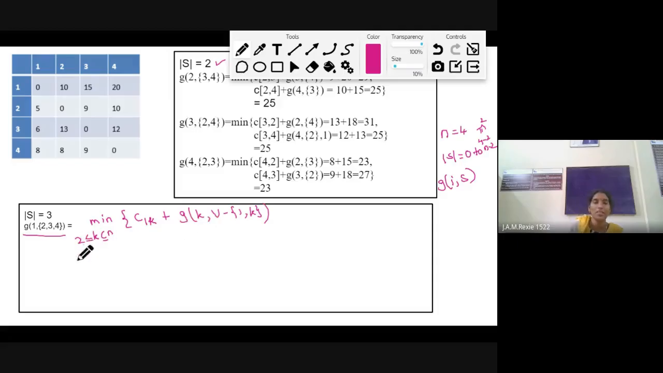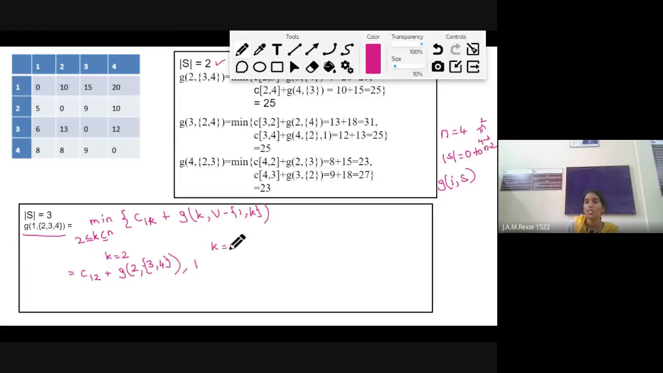Okay, so let us apply this. So K will be taking the values 2, 3, 4. Here n is 4, right? So if K equal to 2, then the formula will be C12 plus G of K comma, that is 2 comma V minus 1 comma 2. So from this set, if I remove 2 also, then we will be getting 3 comma 4. This is one combination.